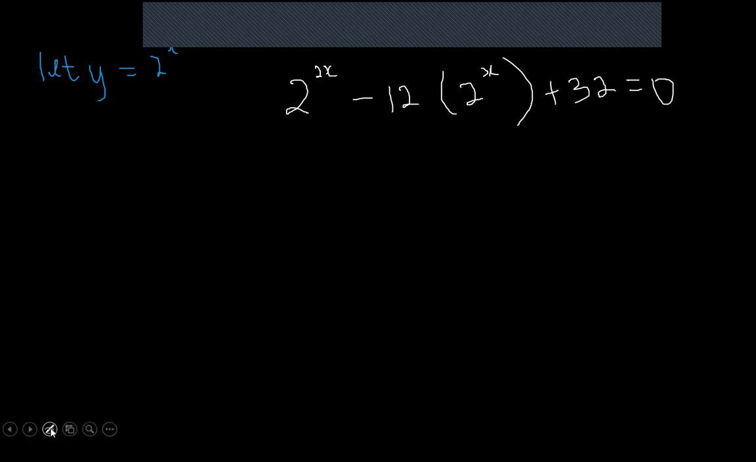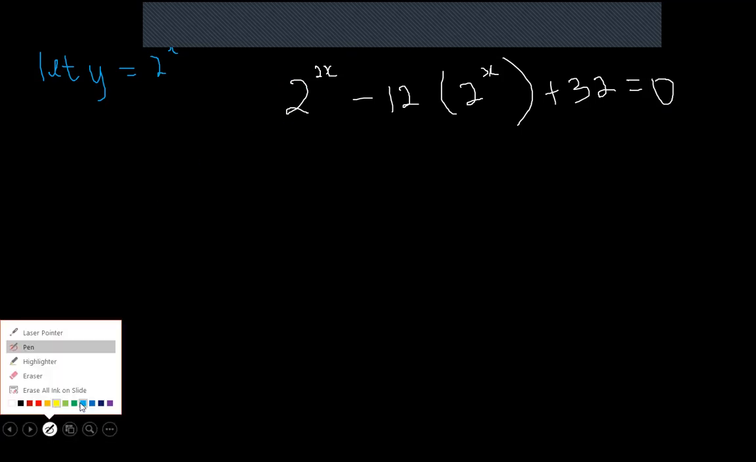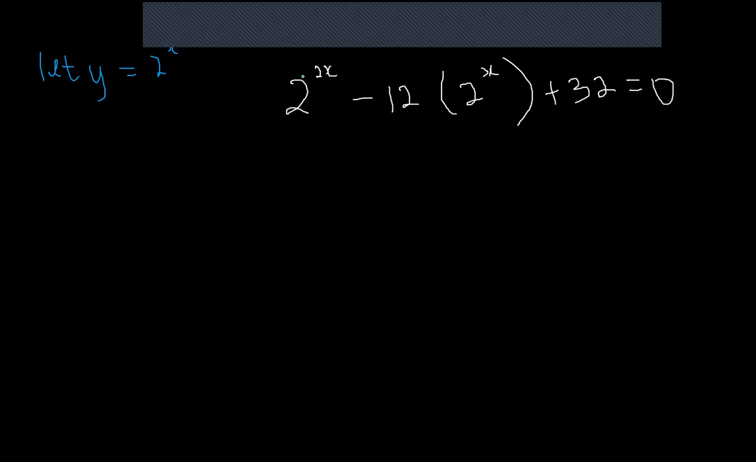Okay, so what I would do now, let me continue with the blue. I could say 2 to the power of 2x is the same as saying, remember I said just in this case that I am going to let y be 2x. Why did I say that? Because I see 2x in the bracket here. So most likely my substitution is going to involve 2x. So 2 to the power of 2x, I could rewrite this as 2x squared.